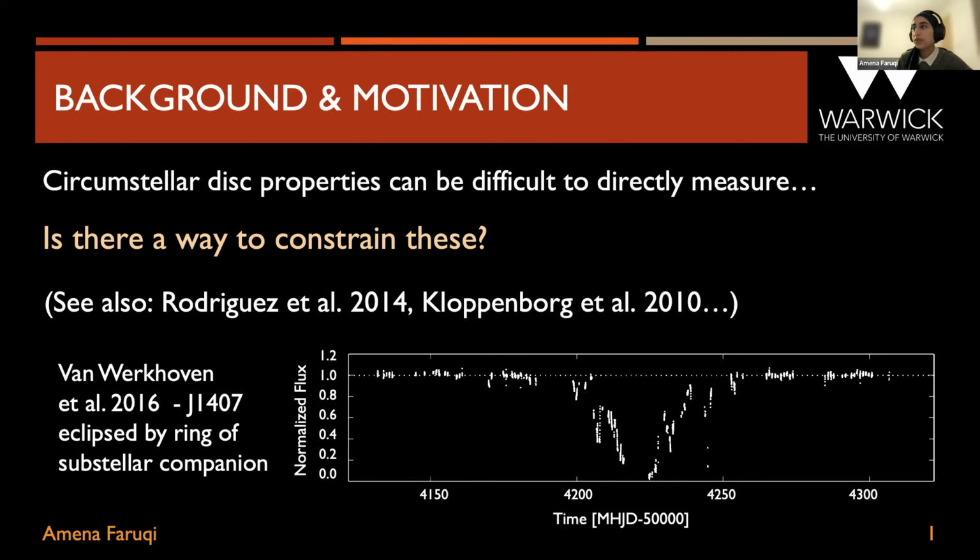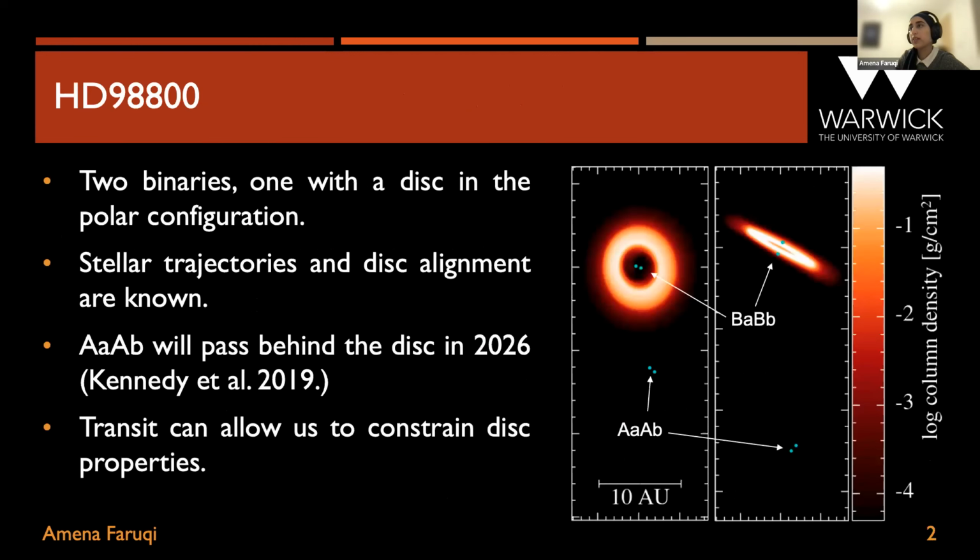I've put a few examples here of some papers in the past that have looked specifically at systems where you have a disk or ring-like structure that is occulting a star, and they've used that event and tracked the drop in flux received from the star to infer certain properties of that disk. For instance, using a light curve like this to figure out things like the diameter of the disk and its optical depth by looking at how much the flux drops from the star as it passes behind it.